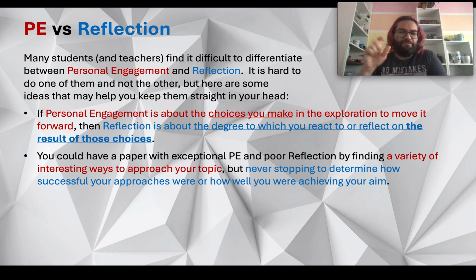Just to give you a little bit of a sense of this, you could have a paper that has really great personal engagement and poor reflection by finding a variety of interesting ways to approach your topic, but never really stopping to determine how successful those approaches were or how well you were achieving your aim. Remember that your paper really needs to be built around that aim. It should always be progressing toward the aim. So if you're always just coming up with neat other approaches, but never really stopping to think about how successful any of these approaches were, or what you learned from those approaches, you have good personal engagement, but you have poor reflection.